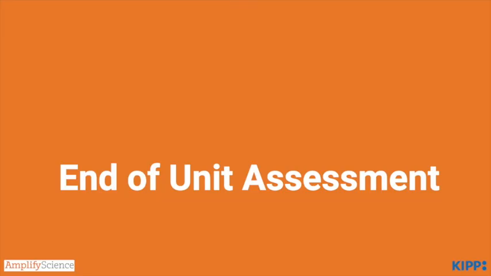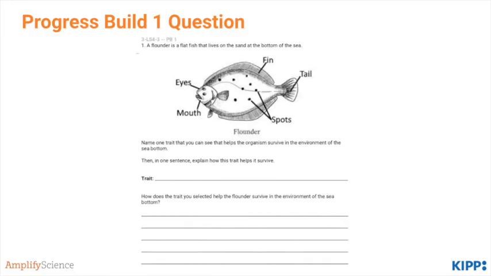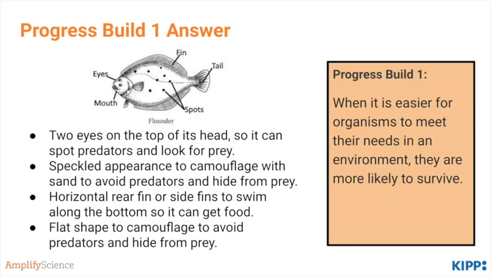Now let's go ahead and take a look at the end of the unit assessment to see what we can expect students to be able to do by the end of the unit. Now here's a question for Progress Build 1. Please complete it and then check back here. You could have chosen any of these traits, such as having two eyes on the top of its head, speckled appearance, a horizontal rear fin, or a flat shape. And here's the explanation for how that helps the animal survive.